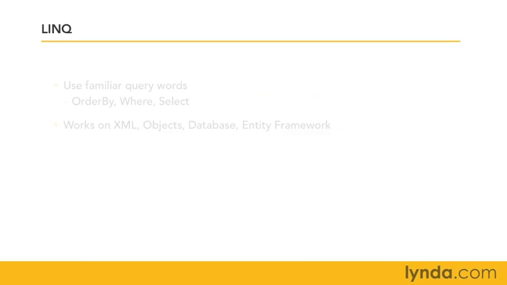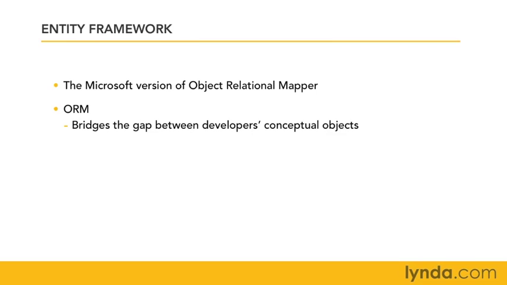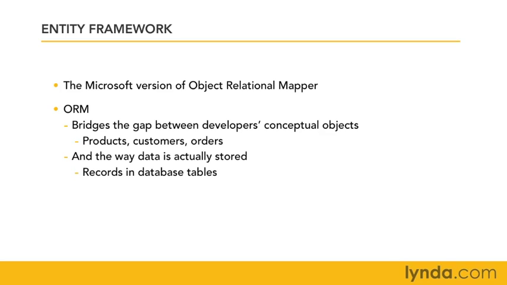There are many different versions of LINQ, each one optimized for querying a special type of data. Besides the two we've seen, there is also LINQ to XML and LINQ to Entities. Finally, there is Entity Framework. This is Microsoft's version of an object relational mapper, often called an ORM. ORMs are popular because they permit a developer to think in simple terms like customer and products, while the ORM maps those objects to the underlying data in the database.